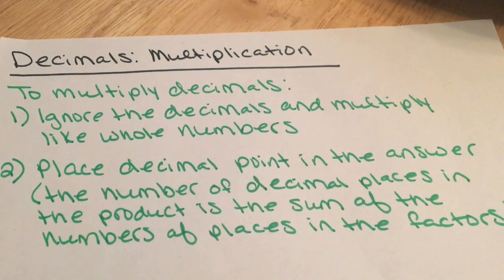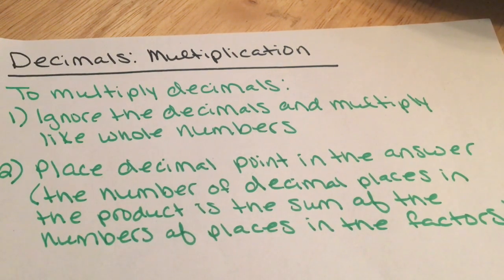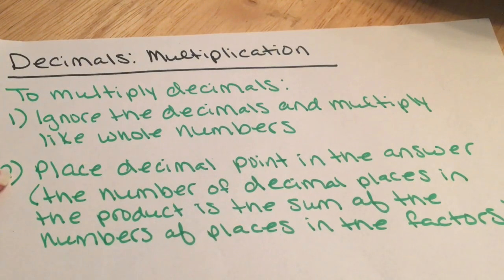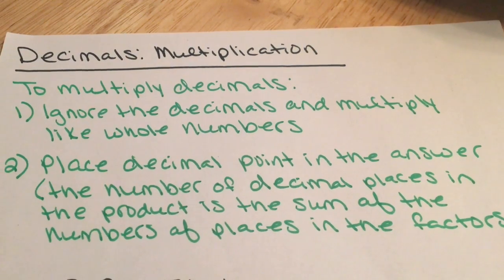Now we're going to move on to multiplying decimals. To multiply decimals, we also have a procedure that we need to follow. The two steps are, first, to ignore the decimals and multiply like they were normal whole numbers. And the second step is to place the decimal point in the answer. The number of decimal places in the product is the sum of the numbers of places in the factors. What? We're about to look at some examples so you know exactly what this step 2 means.